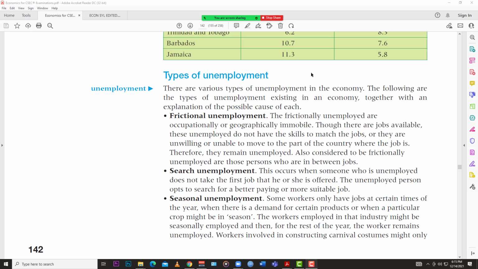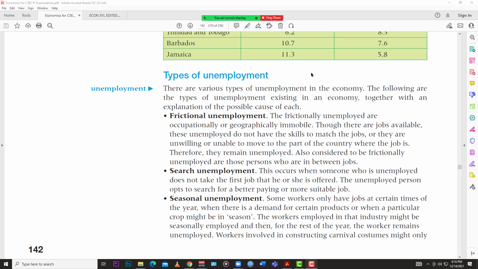Then you have what we call search unemployment. This occurs when someone who is unemployed does not take the first job that he or she is offered. The unemployed person opts to search for a better paying job or a more suitable job. So that's very simple. So you're still searching. In essence, you're still searching for a job. So it's not like frictional where you're moving from one job to the next. Right? In search, you lost a job, but you're seeking one. You had an opportunity to get one, but you say, okay, I'm gonna try somewhere else. And so you have search unemployment popping up right there.